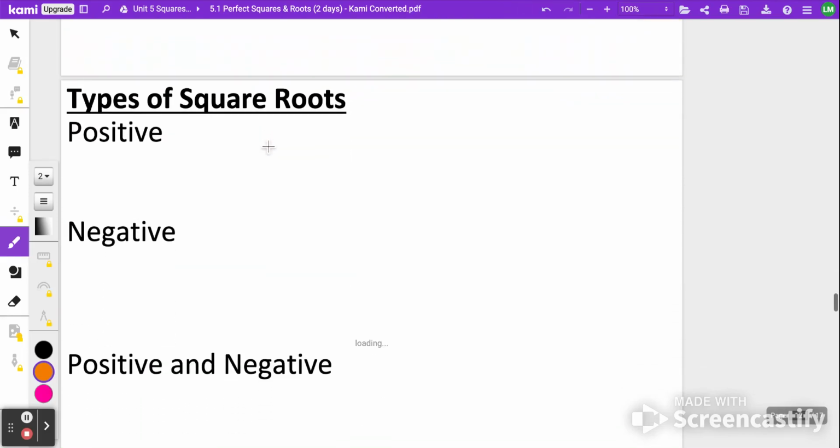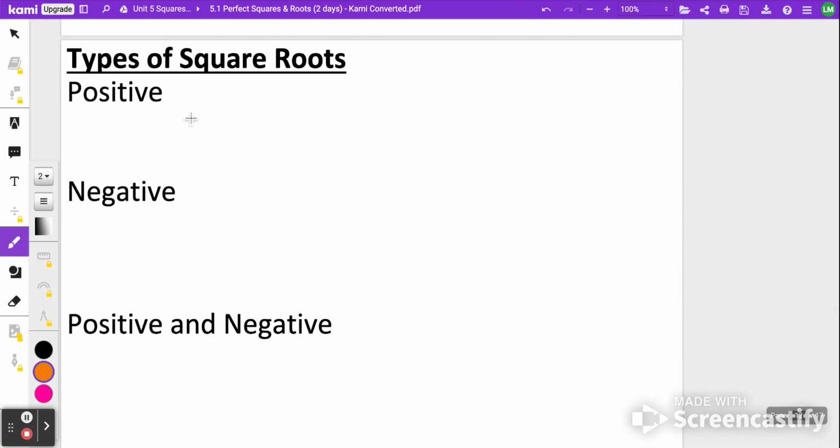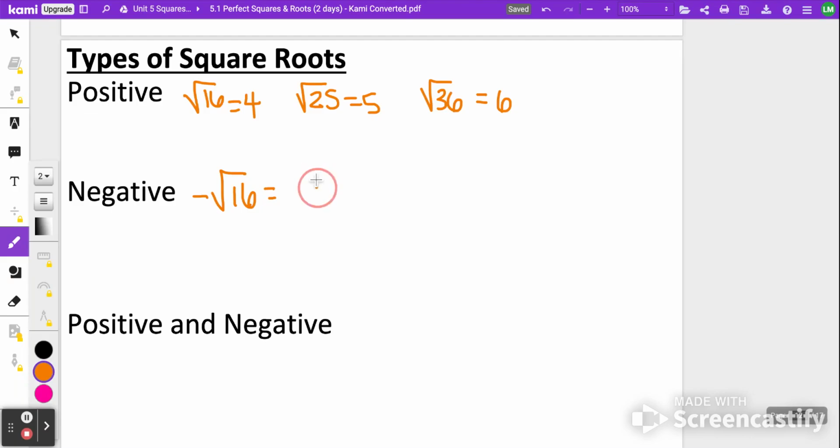So when we talk about types of square roots, we have positive, negative, and then a combo of positive and negative. The first one is your typical square root. There's nothing in front of it. These are just going to be your normal numbers, and you're going to get positive answers as you start to answer them. Negative square roots will have a negative in the front, and we'll talk about later on why you can't have a negative on the inside. But for a negative square root, you would just solve the square root, so the square root of 16 is 4, and then just keep your answer as a negative, or the negative square root of 25 is equal to negative 5, where that negative is in front.